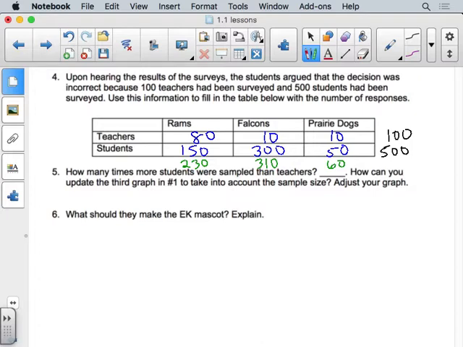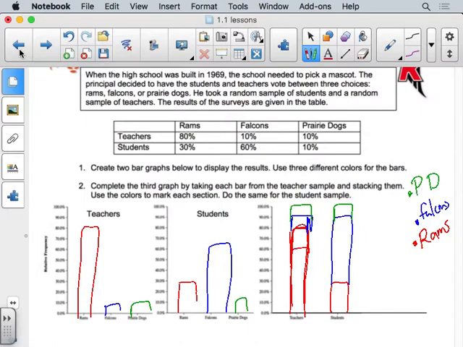Alright, so how many times more students were sampled than teachers? Yeah, we had 5 times more than teachers. How can we update our third graph to take this into account? So how can I update this segmented bar graph back here to take into account that students is actually 5 times bigger? So what can we do to make sure that these are taking that into account?